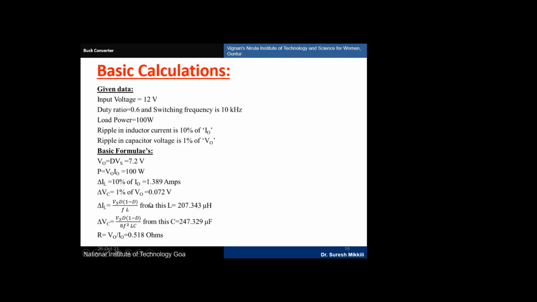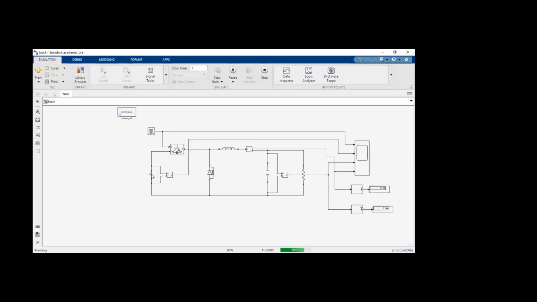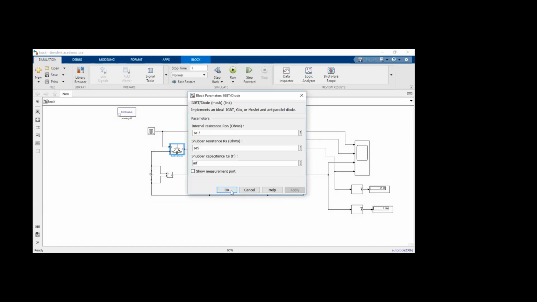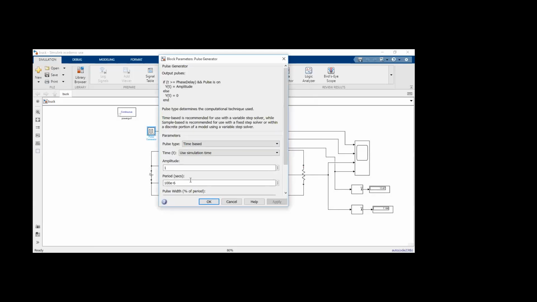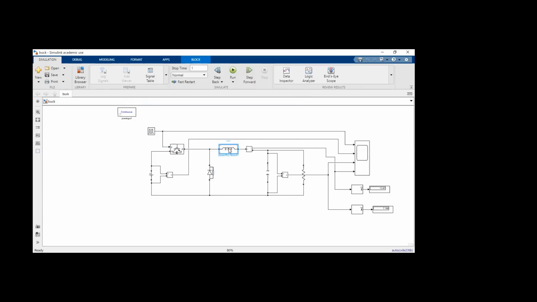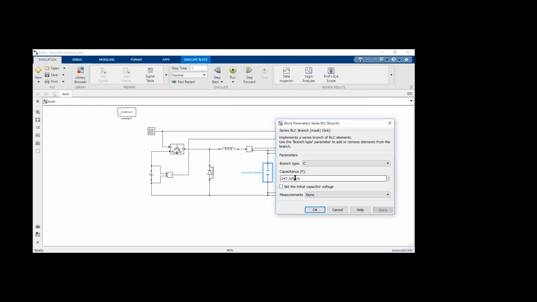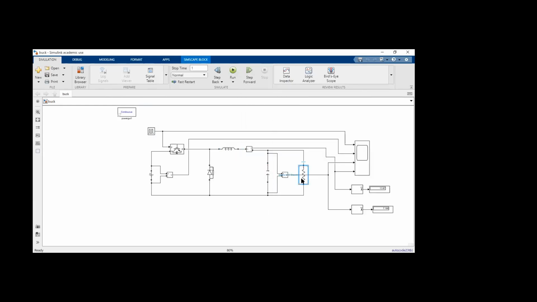So for these values now we will connect the circuit. We will see the waveform: during on time it should be charging, and during the off time it should discharge the currents. We need to ensure that. See, there is a voltage source given as input, an input of 12 volts, and an IGBT is taken. A pulse generator is connected to it, and there is a diode. The inductor we have calculated is 207.34 times 10 to the power minus 6, the capacitance value was 247, and the resistance value was 0.518. We have calculated all the values.